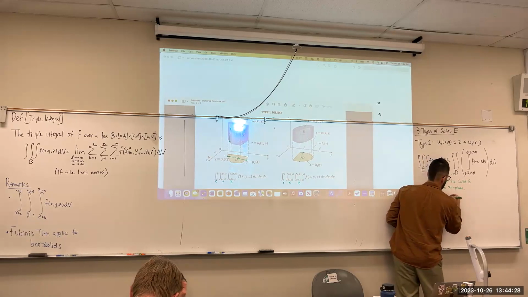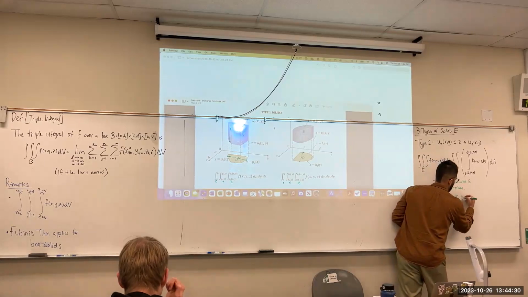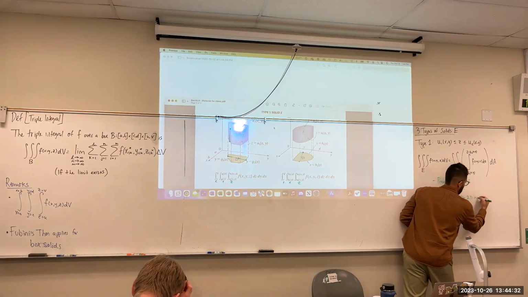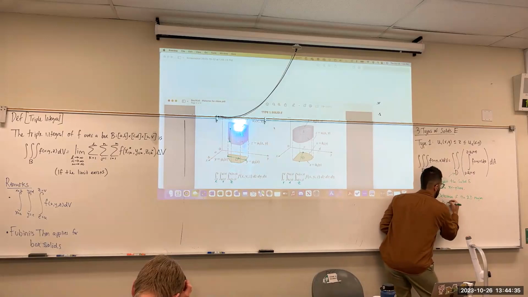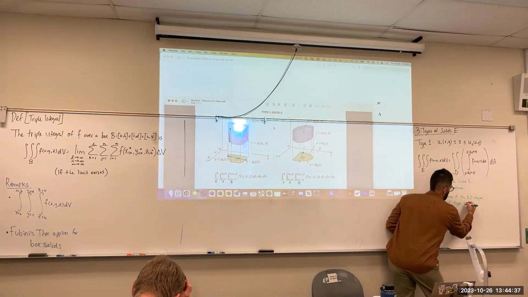Determine if the 2D region is of type 1 or 2.